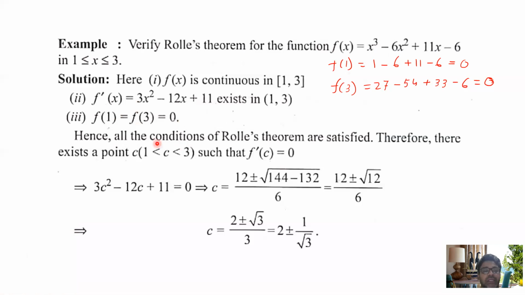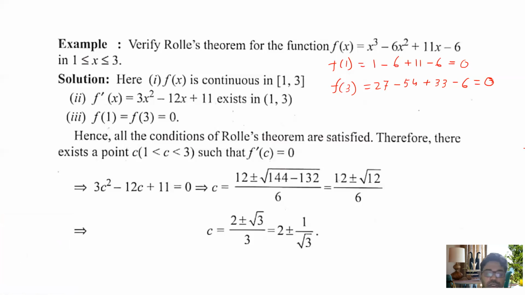So that means hence all the conditions of Rolle's theorem are satisfied. Therefore there exists a point c in between 1 and 3 such that f dash c equals 0. Now f dash c means f dash is equal to 0, that is 3c square minus 12c plus 11 equals 0, by using Sridharacharya formula. Can you recall your formula?